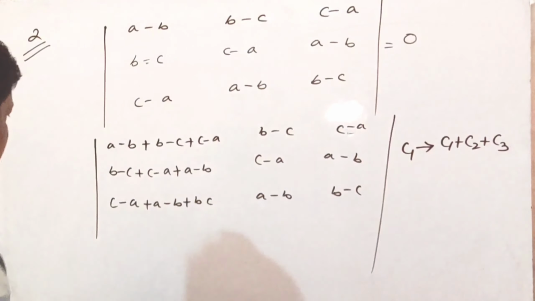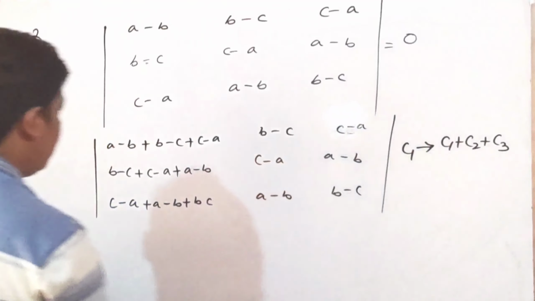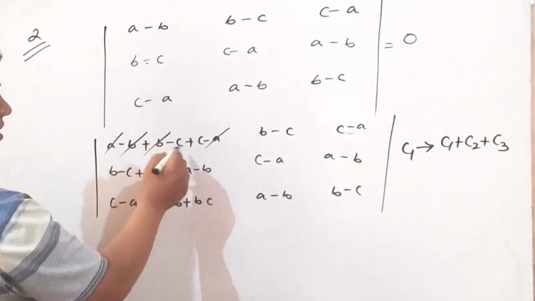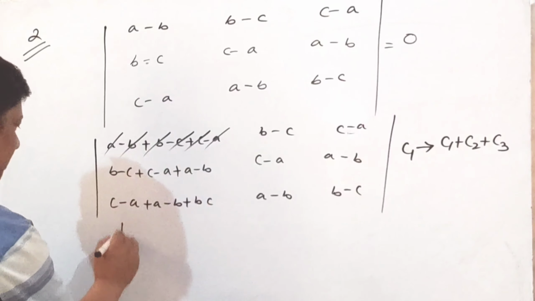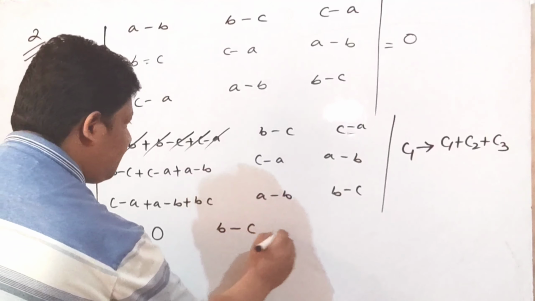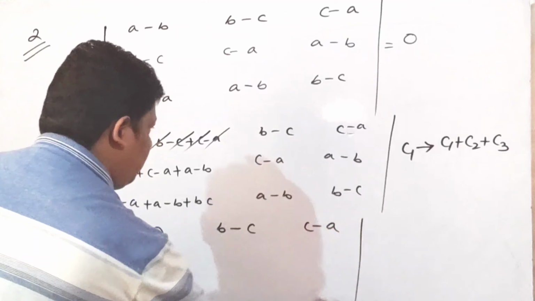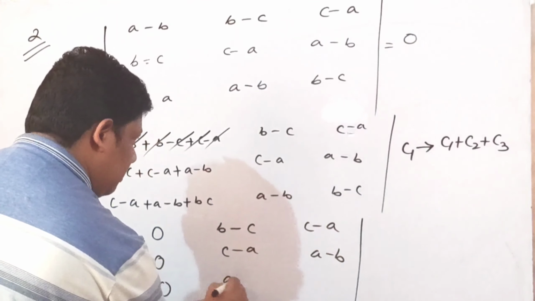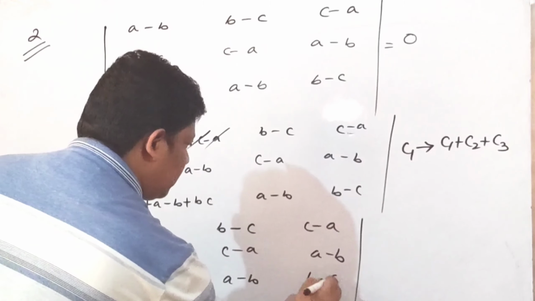So in these cases, I get what? All this part: minus A, plus A cancel; plus B, minus B; and plus C, minus C. That means you get 0, 0, 0, and the remaining elements are the same as they are here: A minus B, or B minus C.